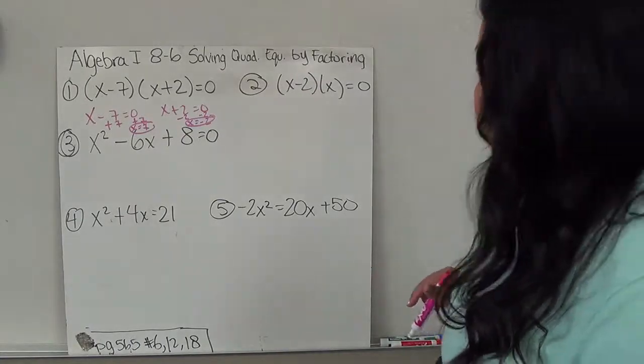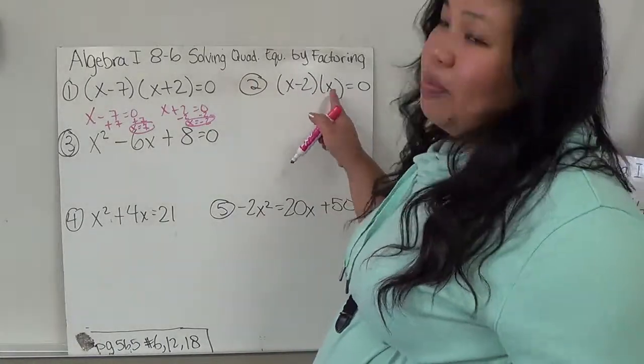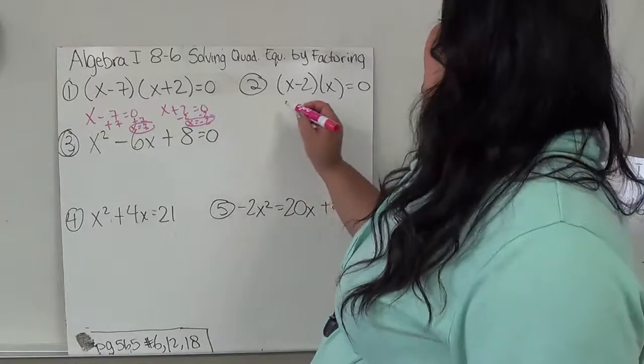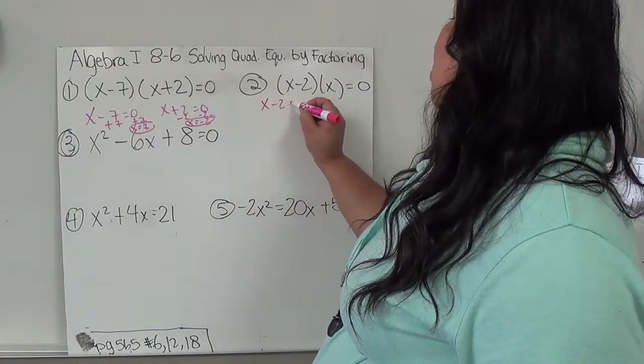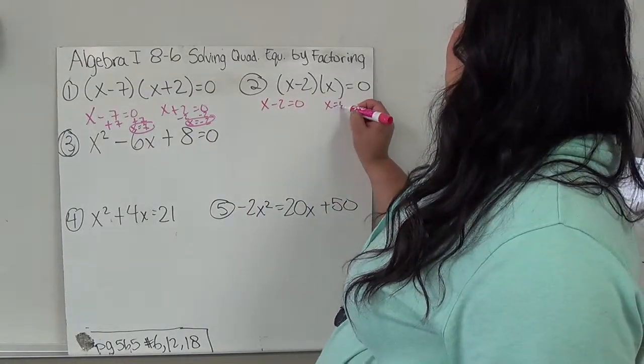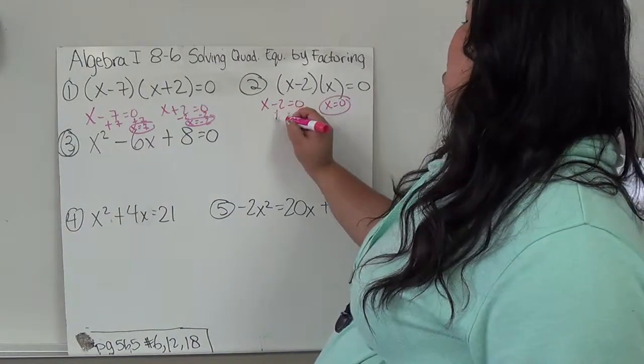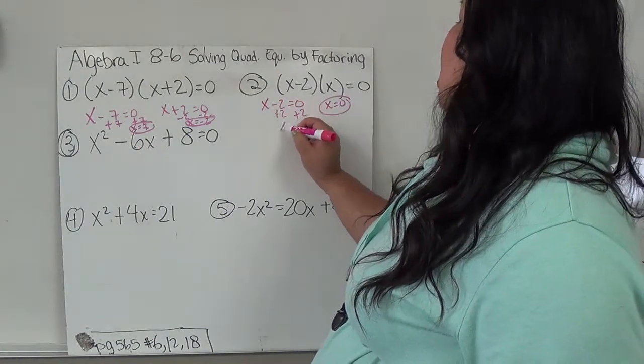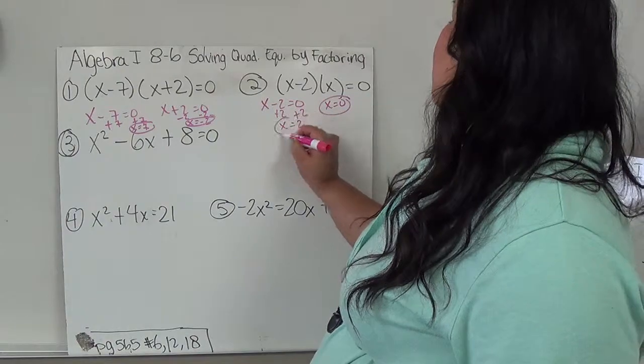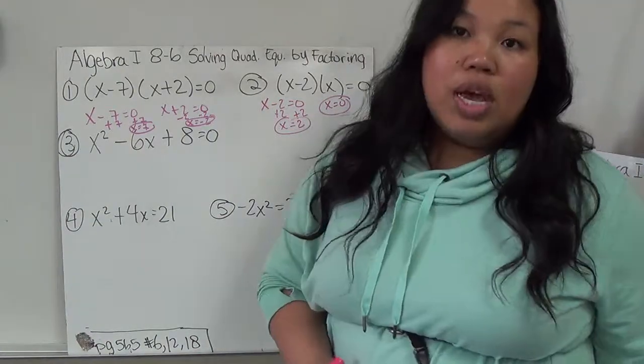Number 2. It's similar to this, but this one doesn't have a plus or minus. That's okay, that makes it even easier. That just means I have the same thing: x minus 2 equals 0, and x equals 0. Well, I already have one answer, x equals 0. And I add 2 to both sides. I end up with x equals 2. So my answer is 2 and 0.